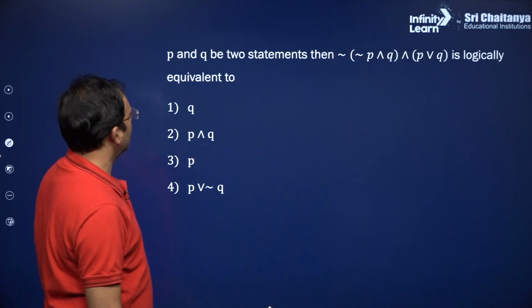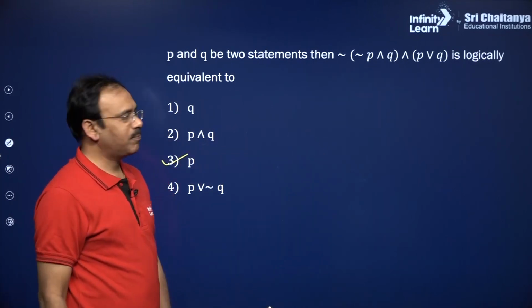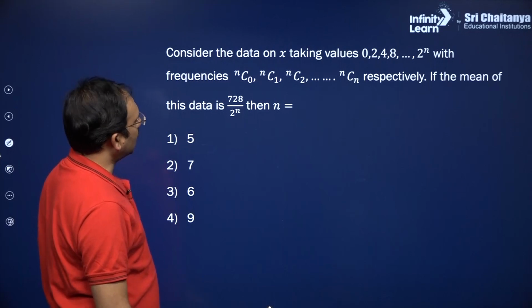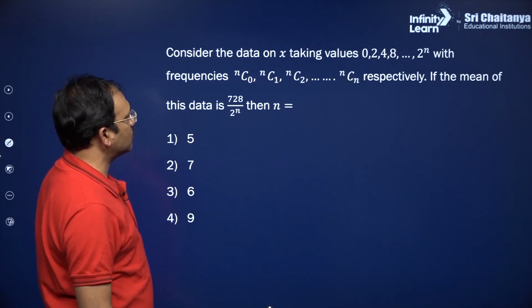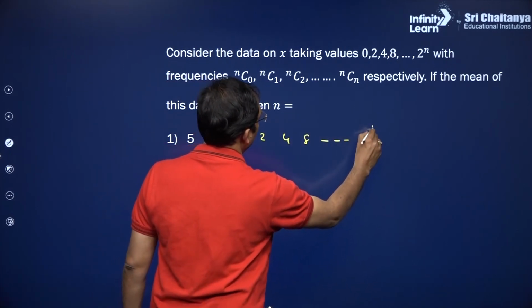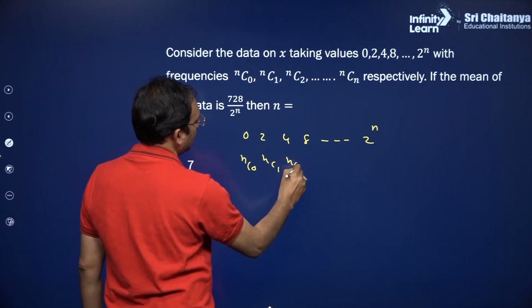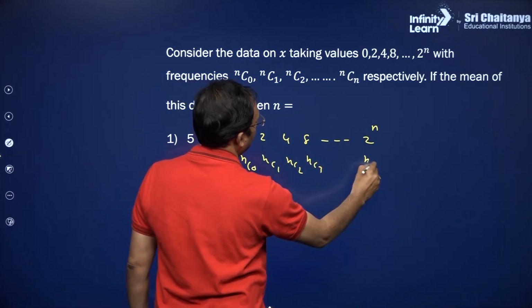Next, my dear friends, this is simple. You just draw the truth table, and you can find that it is equivalent to p. Next friends, here consider the data of x taking values 0, 2, 4, 8 and so on, 2 power n, n plus 1 terms. Here NC0, NC1, NC2, NC3, NCn.